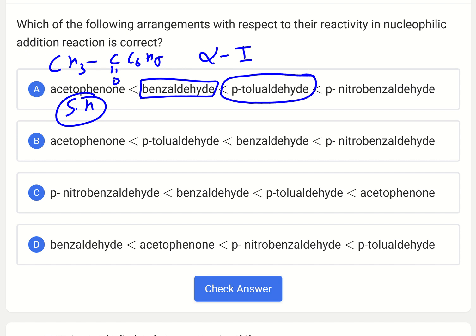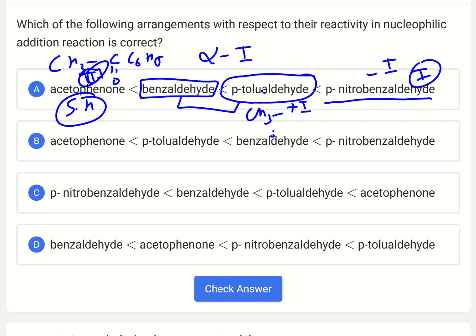Para-tolualdehyde. Tolualdehyde means CH3, plus I. Then para-nitrobenzaldehyde. This will give you the maximum minus I. So if I arrange these options, this should be at first, acetophenone should be at last. So between benzaldehyde and tolualdehyde, benzaldehyde should be first, tolualdehyde should be last. So I will go with option B.